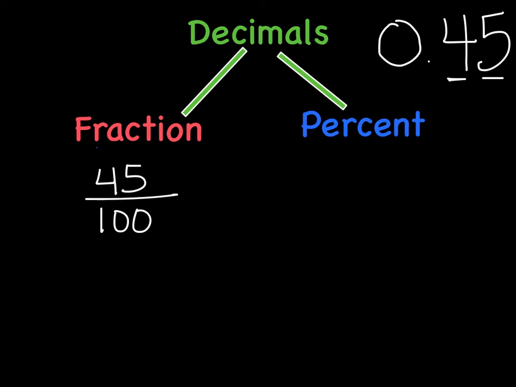And as always, you want to simplify your fraction. You can divide both of these by 5. And so your fraction in simplest form would be 9/20.